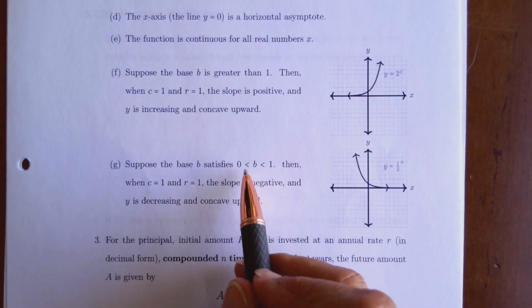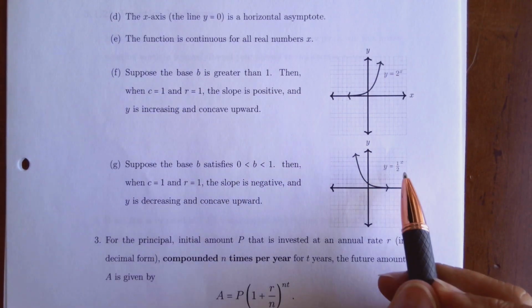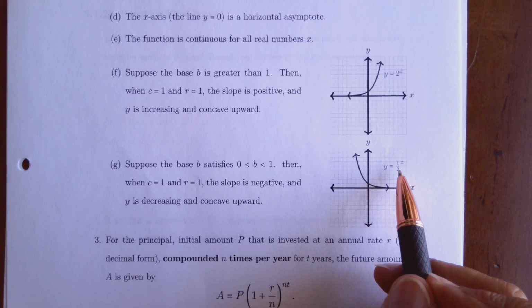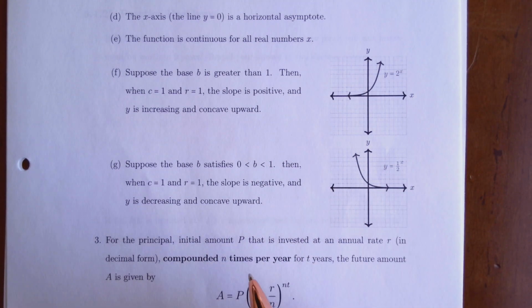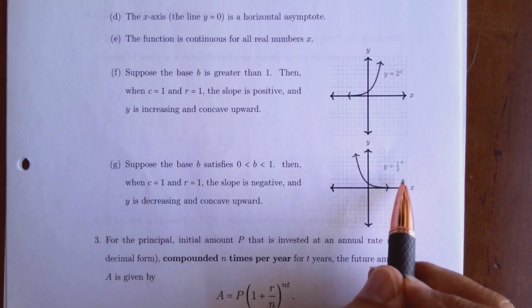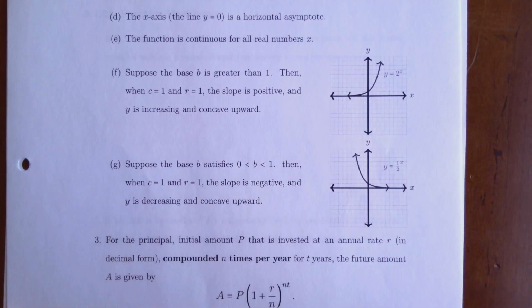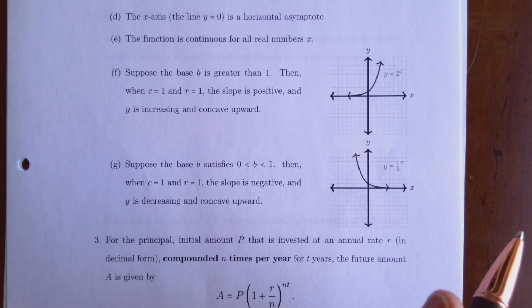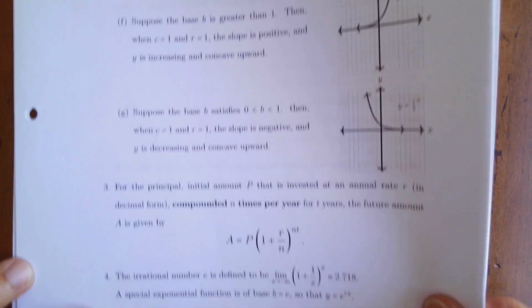Now, if b is between 0 and 1, so less than 1 but greater than 0, like 1/2, that's the base, then the graph turns the other way and it decreases because the slope would be negative. Okay? These are called exponential decay problems. Okay? Both exponential. This is growth, this is decay. Okay? So those are just the common looks for exponential functions.